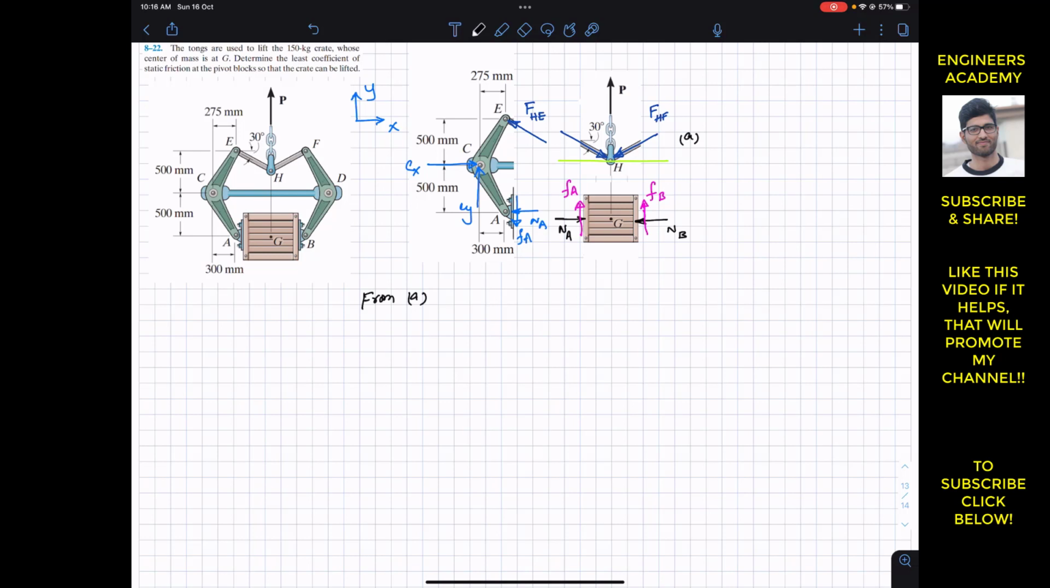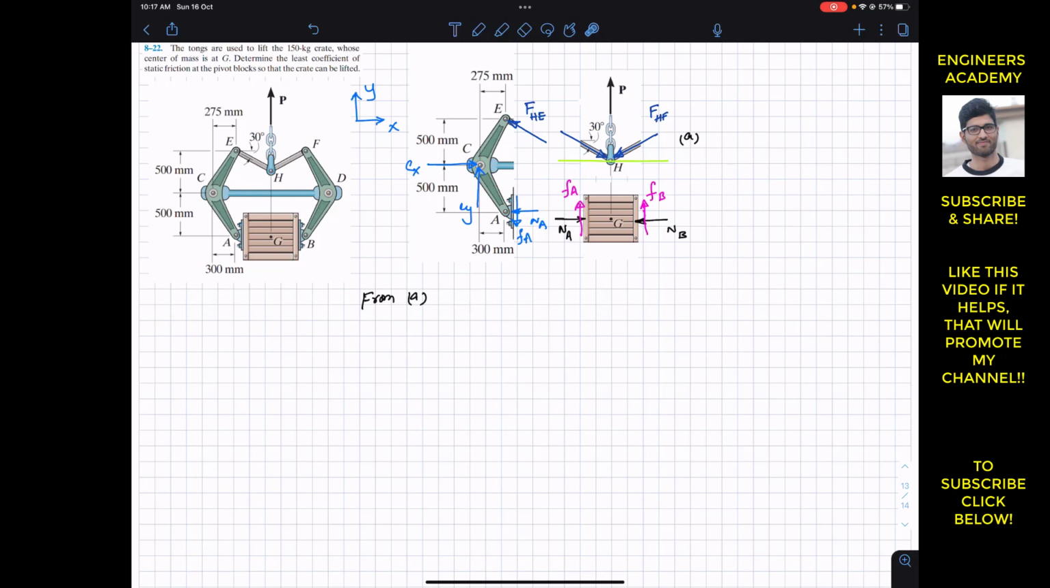and in order to lift this box, the whole system needs to be in equilibrium, right? So to find that least coefficient of static friction, this crate needs to be in contact at points A and B, so it must not slip, right? So for that we have to find that mu s.